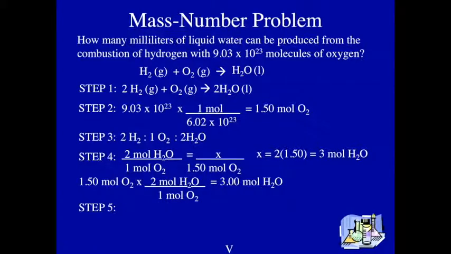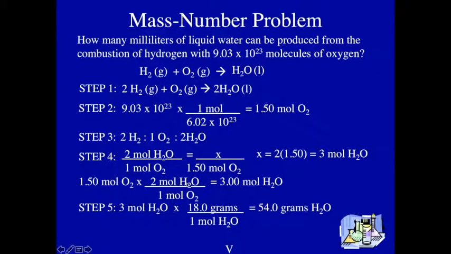Now, I don't have a conversion of moles to milliliters, but I do have a conversion of moles to grams. Stick with that. 3 moles of water times 18 grams, because it's H2O, which is 2 hydrogens, 2 times 1 plus 16, over 1 mole of water. That way my moles of water cancel out. 3 times 18 is 54 grams of water.